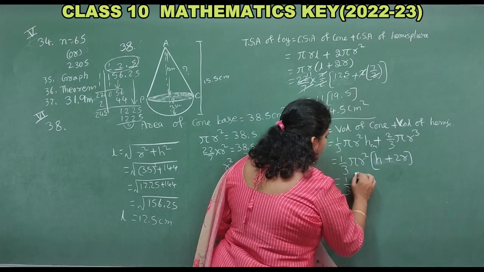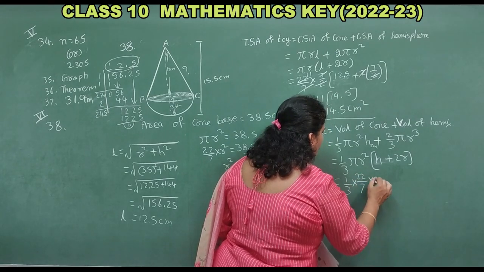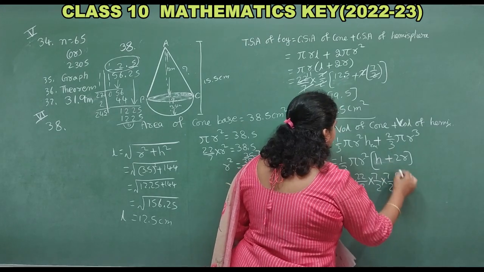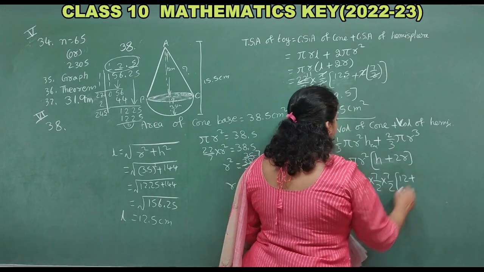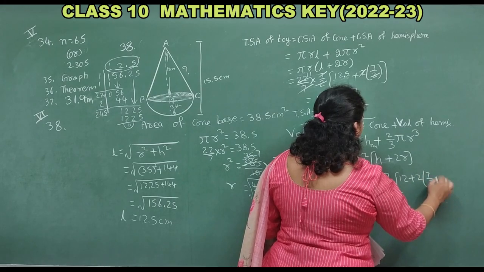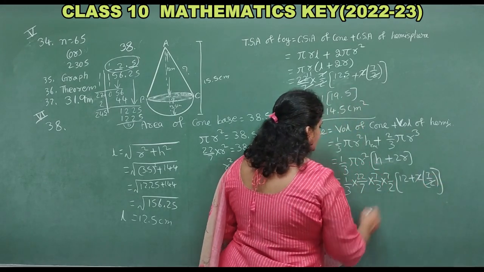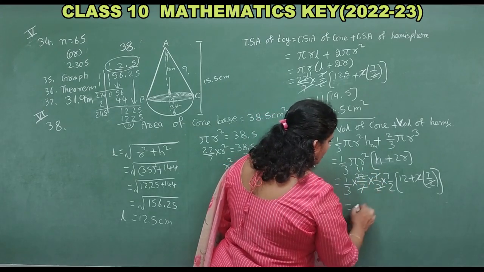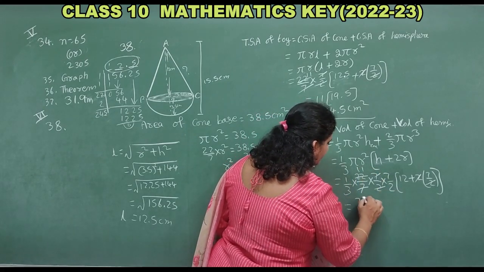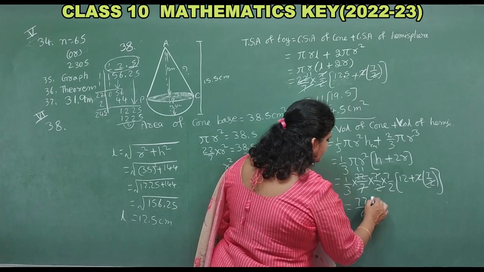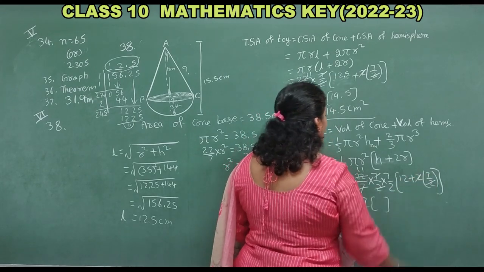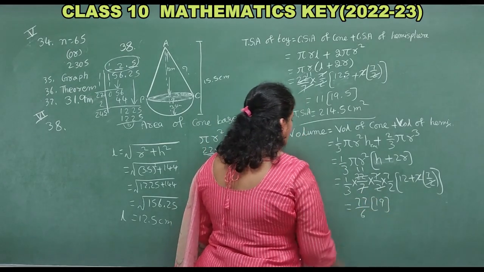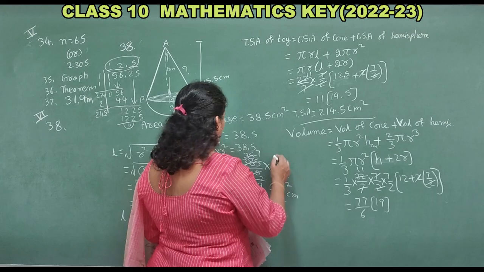1 by 3 into 22 by 7 into radius, I will write it as 7 by 2 into 7 by 2. Height 12 centimeters plus 2 into 7 by 2. 2 cancel. And here 2 11s are, 7 cancel. You are left with 11 7s are 77 by 3 2s are 6. Inside what you have? 12 plus 7, 19. Multiply this. 77 into 19.